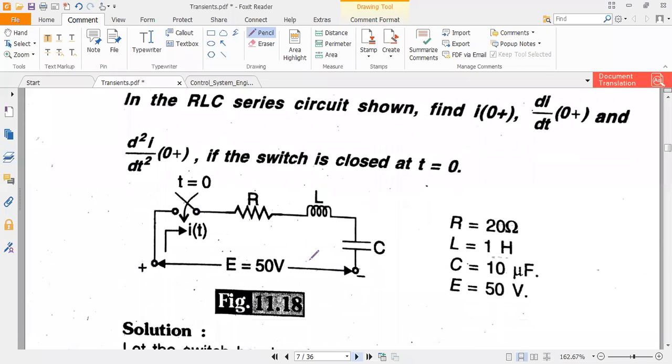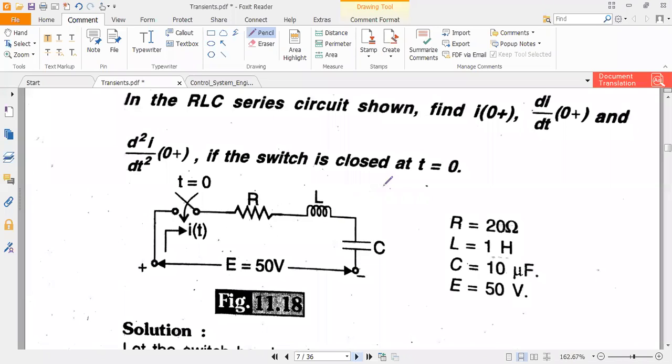What is the current flowing through the inductor? Here the resistor is independent with respect to time, so we are not considering the resistor. If you take the inductor and the capacitor, just before closing the switch, the current flowing through the inductor and the voltage across the capacitor are zero, because we have already discussed the initial conditions of the capacitor and inductor separately. So we know those things.